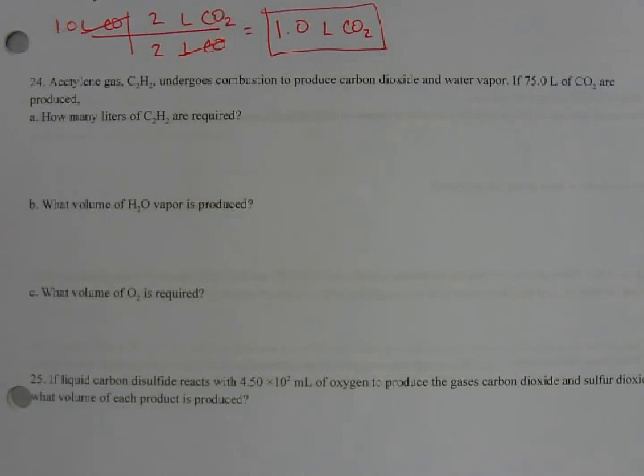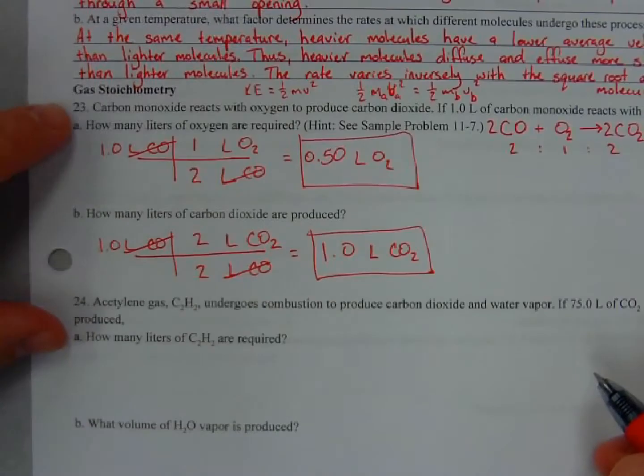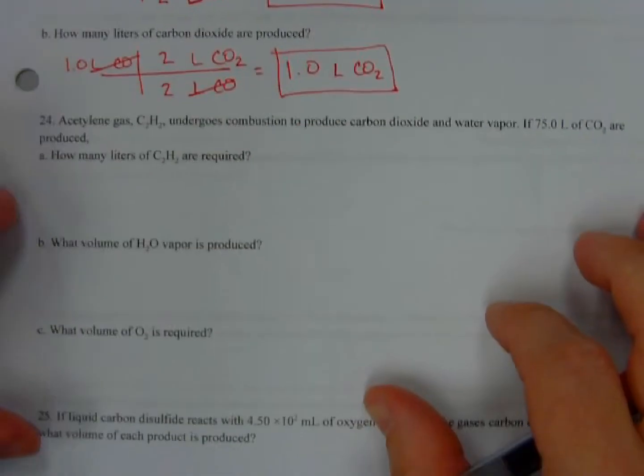Number 24. Acetylene gas, which is C2H2, undergoes a combustion to produce carbon dioxide and water vapor. Okay, and so that sounds like a chemical equation. Let's make sure that we have a balanced chemical equation. We are doing gas stoichiometry, so we will need a balanced chemical equation.